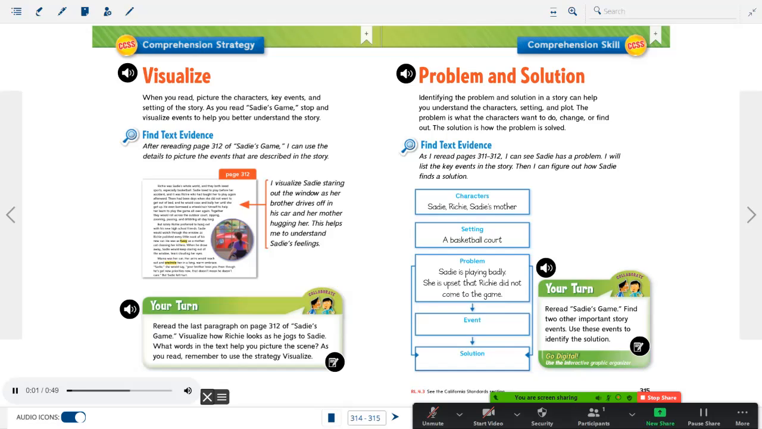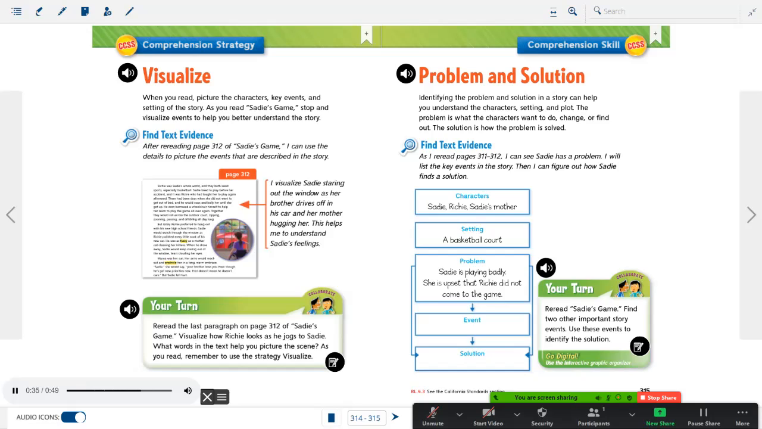Problem and solution. Identifying the problem and solution in a story can help you understand the characters, setting, and plot. The problem is what the characters want to do, change, or find out. The solution is how the problem is solved. Find text evidence. As I reread pages 311 through 312, I can see Sadie has a problem. I will list the key events in the story. Then I can figure out how Sadie finds a solution.